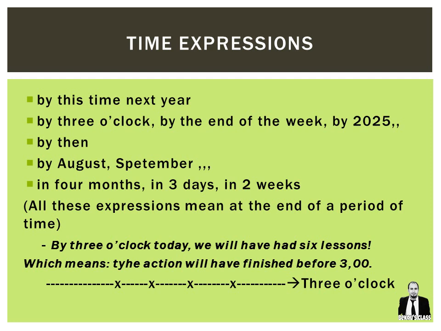Example here, by 3 o'clock today, it means that it's not 3 o'clock now. Maybe it's still 1 o'clock, maybe it's still in the morning. We will have had 6 lessons, which means the action will have finished before 3 o'clock, as you can see here.